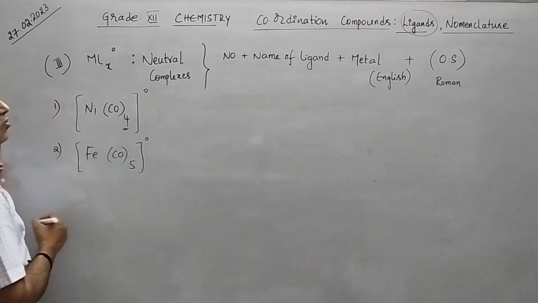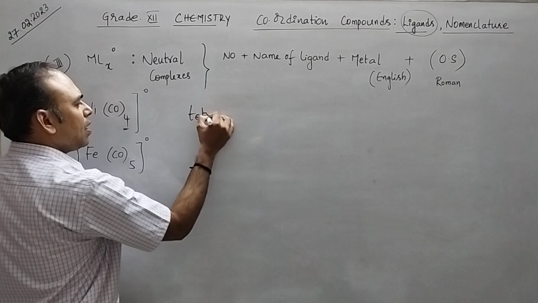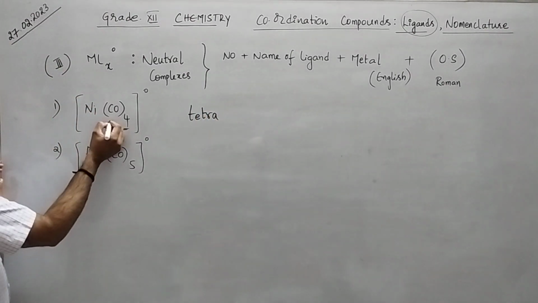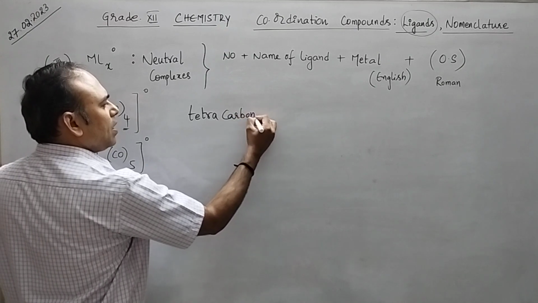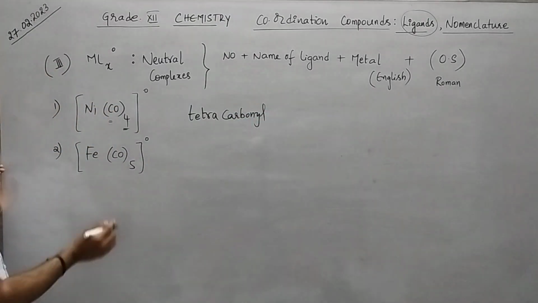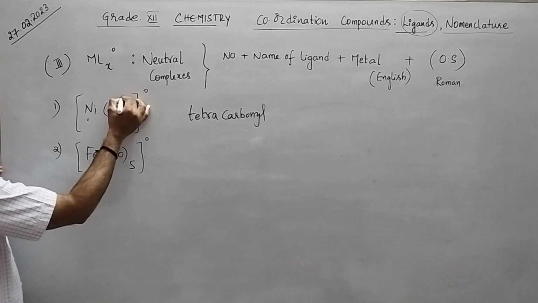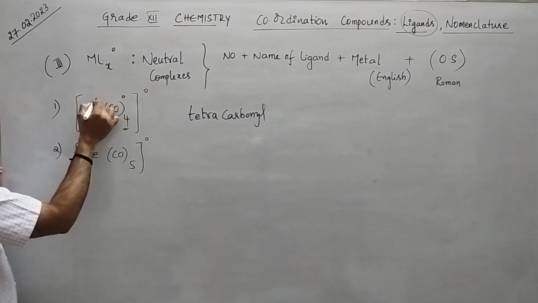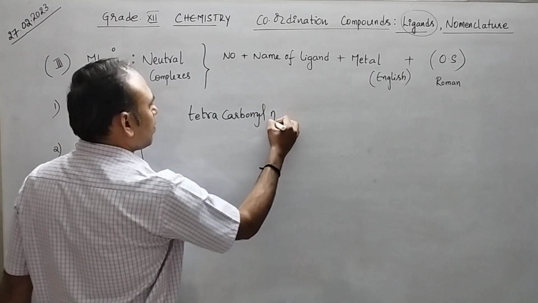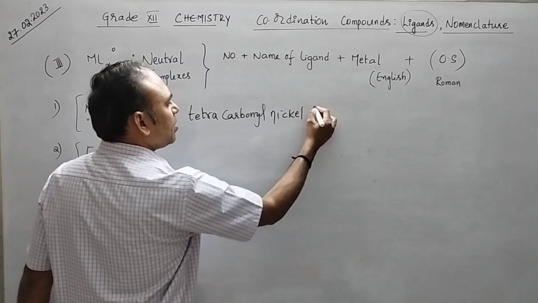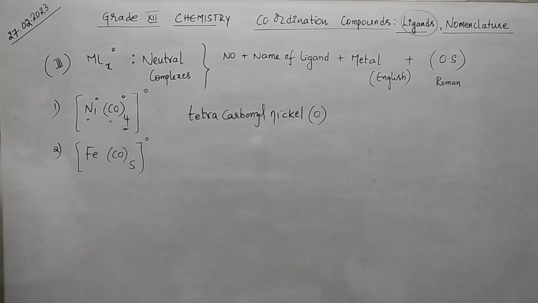First one, number 4, therefore write tetra. CO is nothing but carbonyl group. So name is carbonyl. After that metal is Ni. You know that the oxidation state, if you consider, it will be 0. So hence tetracarbonyl nickel in English, and write in the bracket 0. So this will be the neutral complex name.